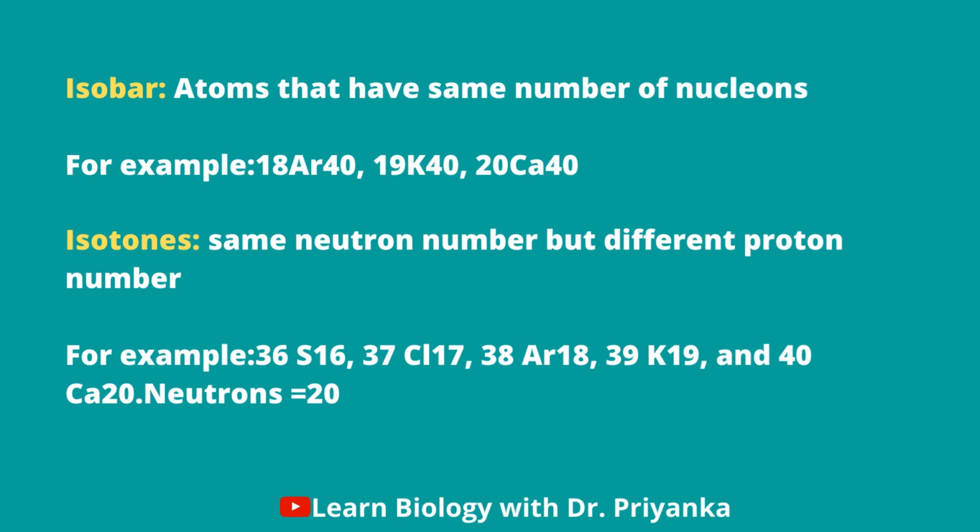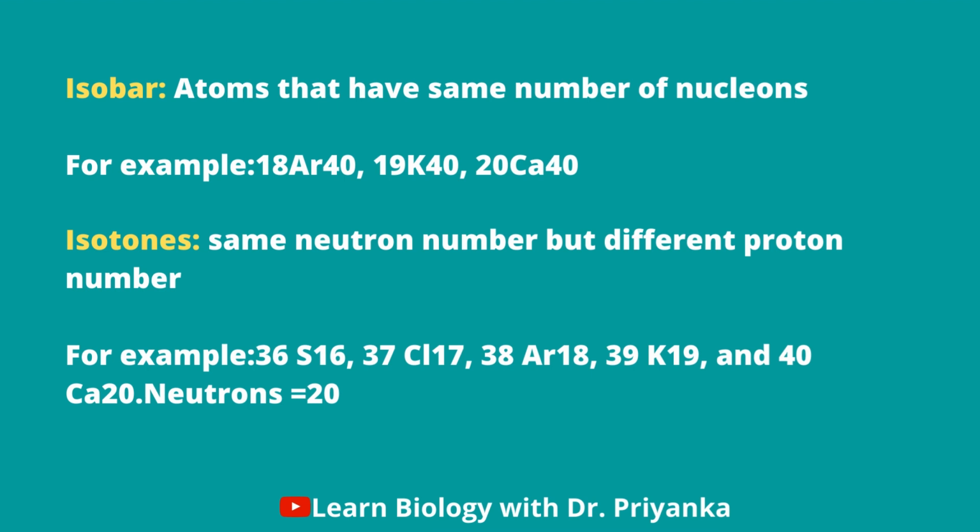In case of isotones, we see that they have the same neutrons, but they have different protons. So in case of sulfur, fluorine, argon, potassium, and calcium, all these four atoms have 20 neutrons in their nucleus. So all these atoms are considered as isotones.